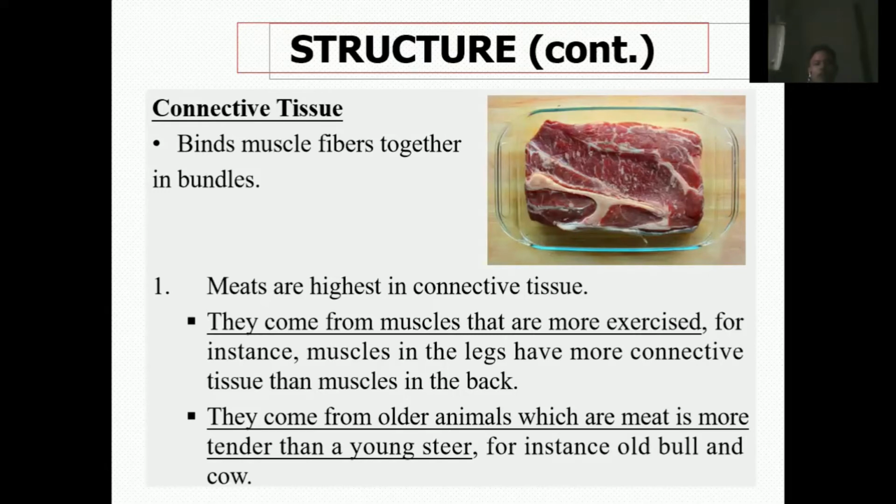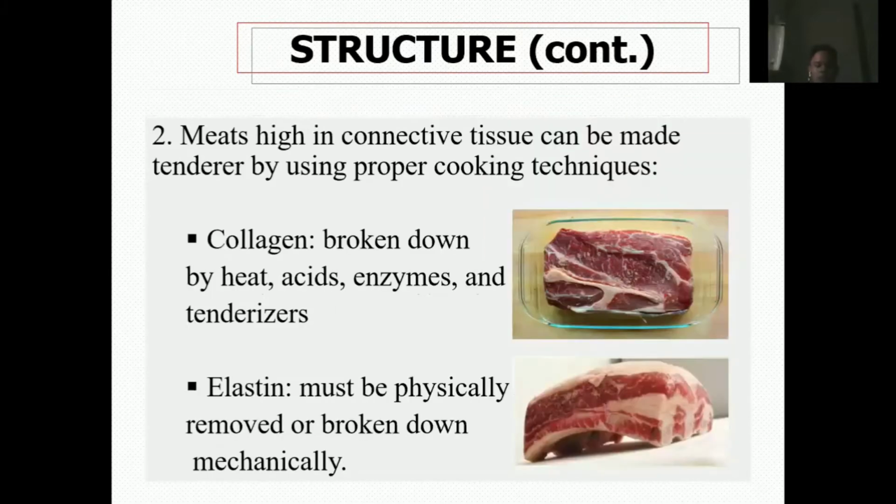Second, they come from older animals, whose meat is less tender than that of young steer, for instance, old bull and cow. There are other animals also whose tissues become harder to break down. Next, meats high in connective tissue can be made tenderer by using proper cooking techniques. These are the two proper cooking techniques to make the connective tissue more tender.